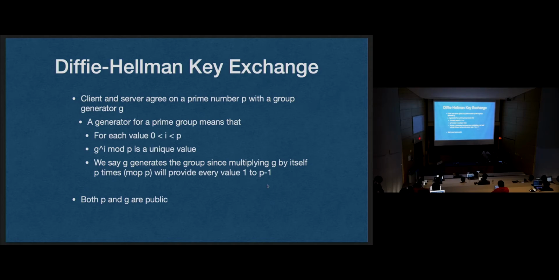And we're going to compute everything by taking G to a power mod P. So we want to be able to have every value available to us. For example, if G equals P, we would only have one value, and that wouldn't really do us any good. So we want to make sure G generates P. These values are both public, P and G.